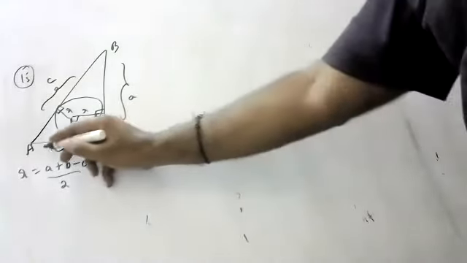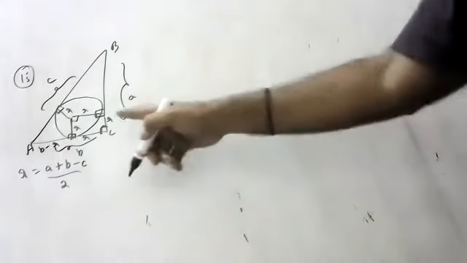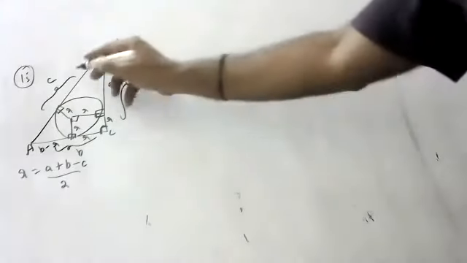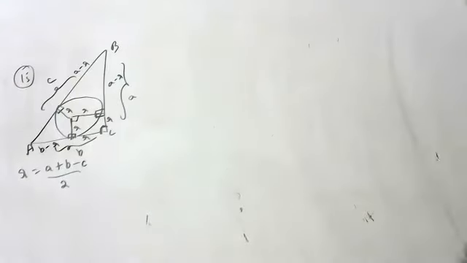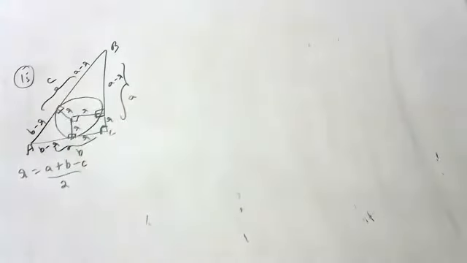If this is R, this is B minus R. Am I correct? Yes, sir. If this is R, this is A minus R. If this is A minus R, this is also A minus R. Am I correct? Yes, sir. If this is B minus R, this is also B minus R. Am I correct? Yes, sir.